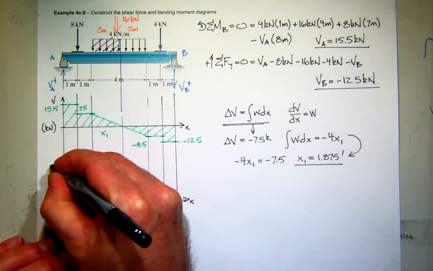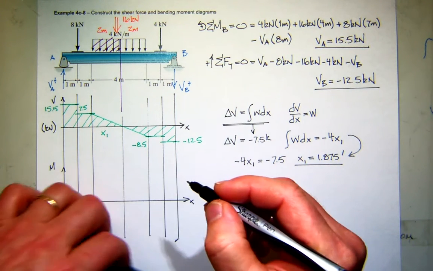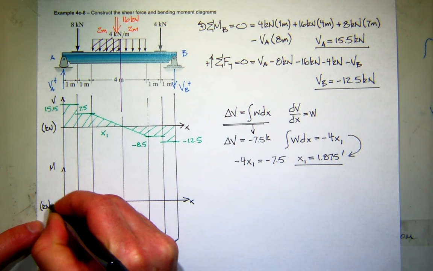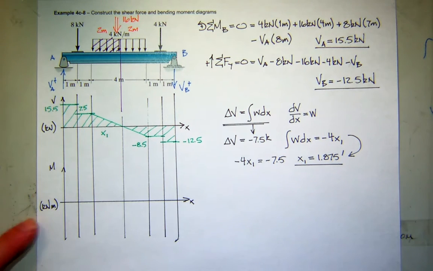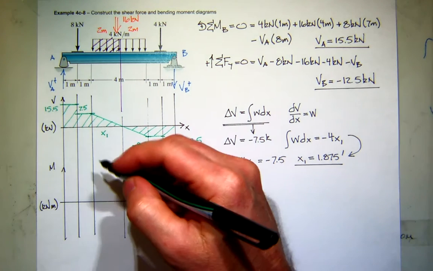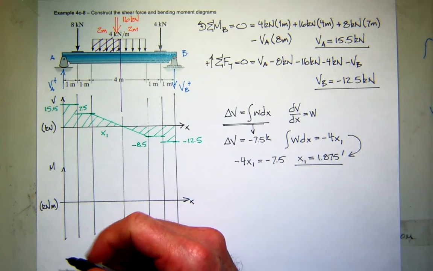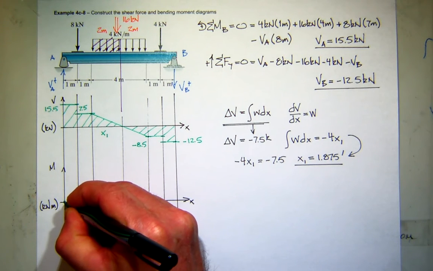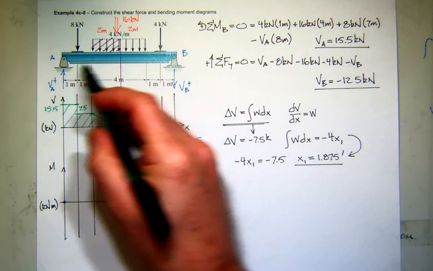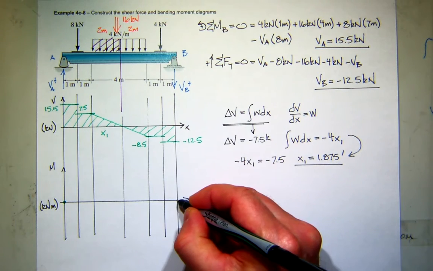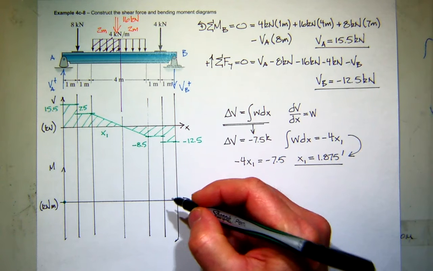Let's go ahead and find a positive x-axis and define a positive moment. We'll have units of kilonewton meter. What is the bending moment at A? 0. What's the bending moment at B? Also 0, right? External pin connections.